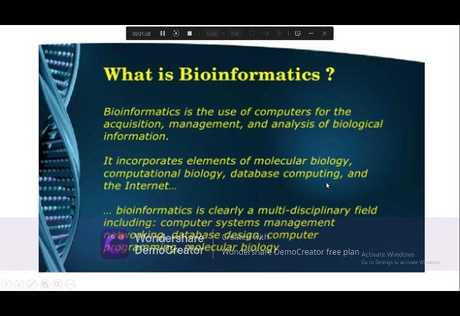These are general definitions of what bioinformatics is, which you can take a look at. We said it involves using computers to acquire, manage, and analyze biological information. It incorporates elements of molecular biology, computational biology, database computing, internet. So these are things that are brought together to form bioinformatics. The other angle of it, as I said, is chemoinformatics, which deals with chemical data.